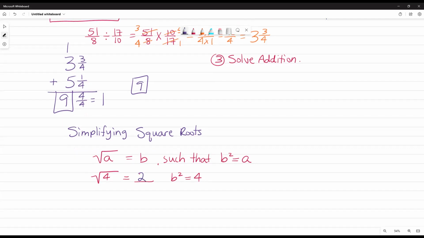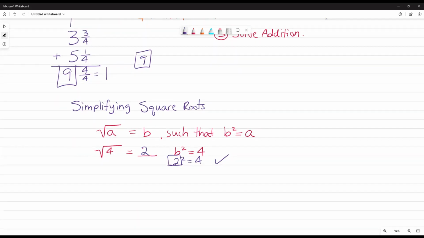That's why I'm using A and B, because they're two different numbers. You would never find the square root of 4 and get 4. And you can check it by plugging in that value: 2 squared equals 4. That's a true statement. Therefore, the number you're looking for is the 2. So let's look at how we do that with fractions.